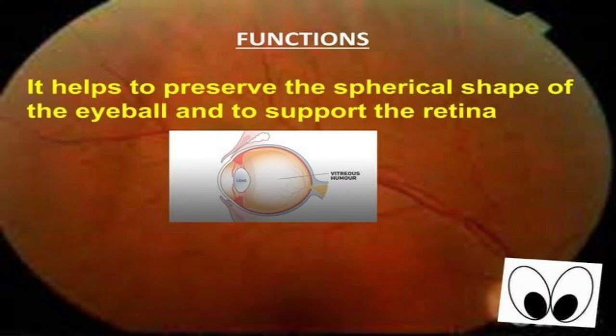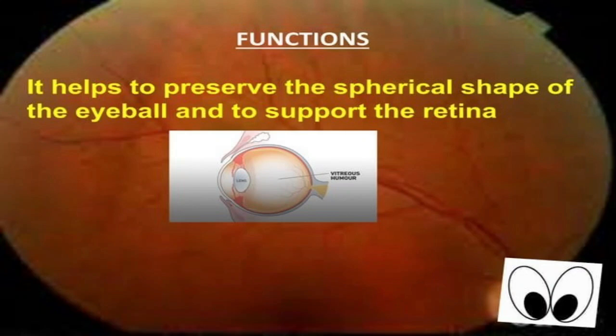Another function is aiding in focusing. Vitreous humor plays a role in focusing light on the retina by refracting light rays as they pass through it. And the last function is to help maintain the intraocular pressure, which is essential for the proper functioning of the eye.